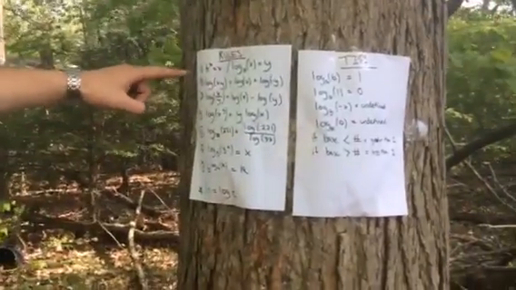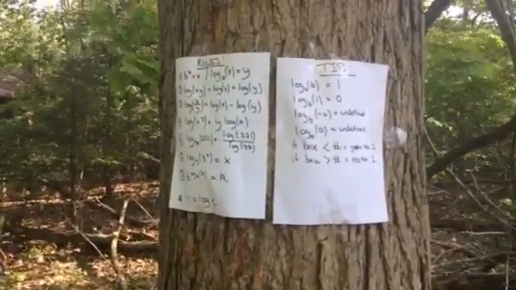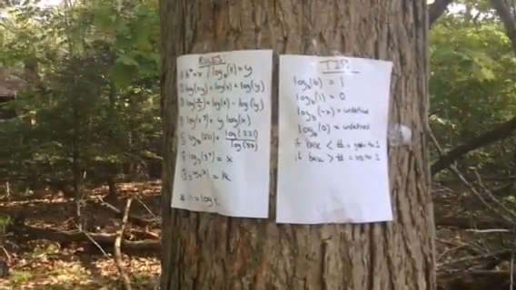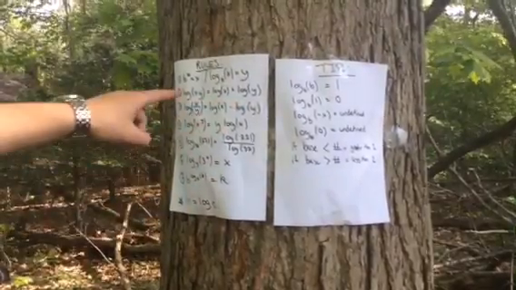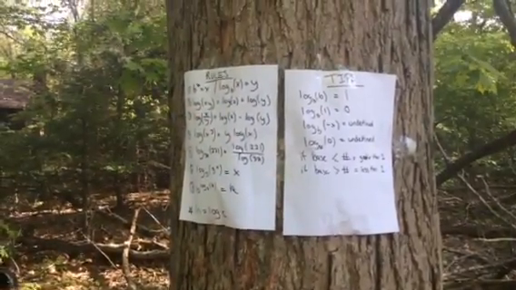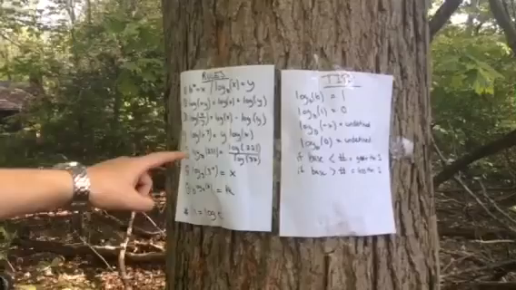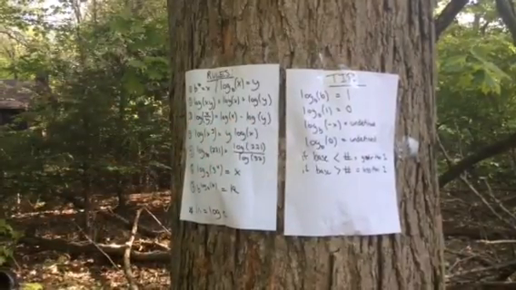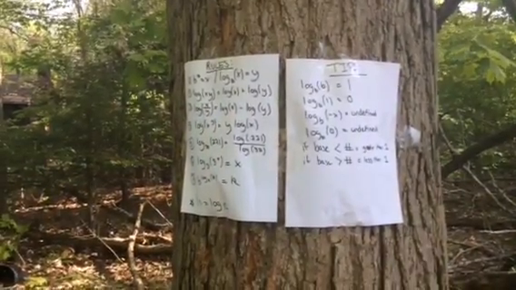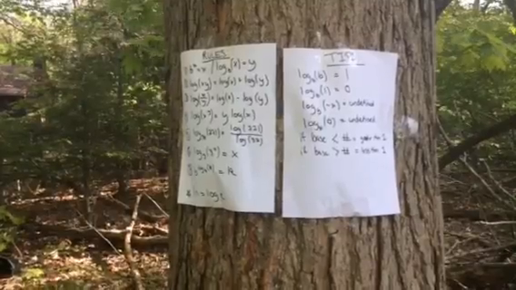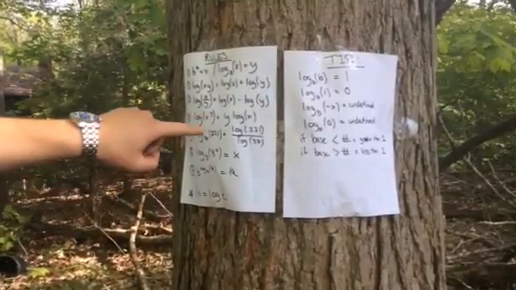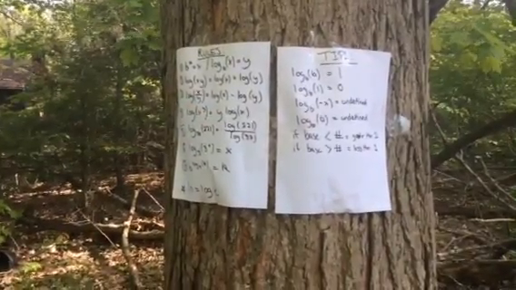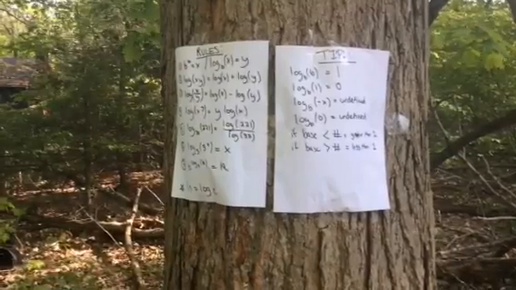Rule number 1. This is the way logs are written. Rule number 2. When logs are being added, they can be combined and multiplied within the log. Rule number 3. When being subtracted, they can be combined into division in one equation. Rule number 4. If you have a log to an exponent, that exponent can be moved to the front, as seen here.